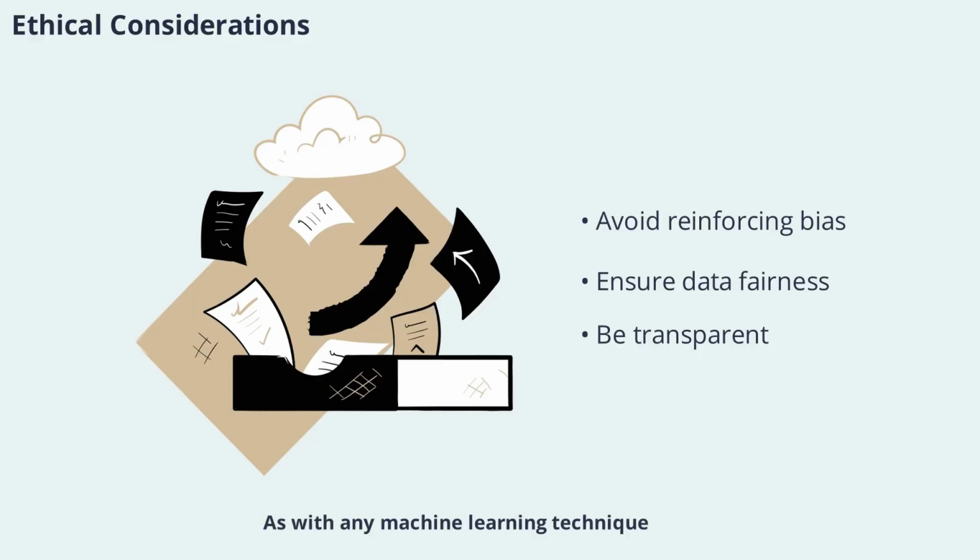As with any machine learning technique, it's important to consider the ethical implications of using kmeans and PCA. Ensure that your data is representative and that clustering does not reinforce biases. Be transparent about how you process and interpret data, especially when results impact people or critical decisions.